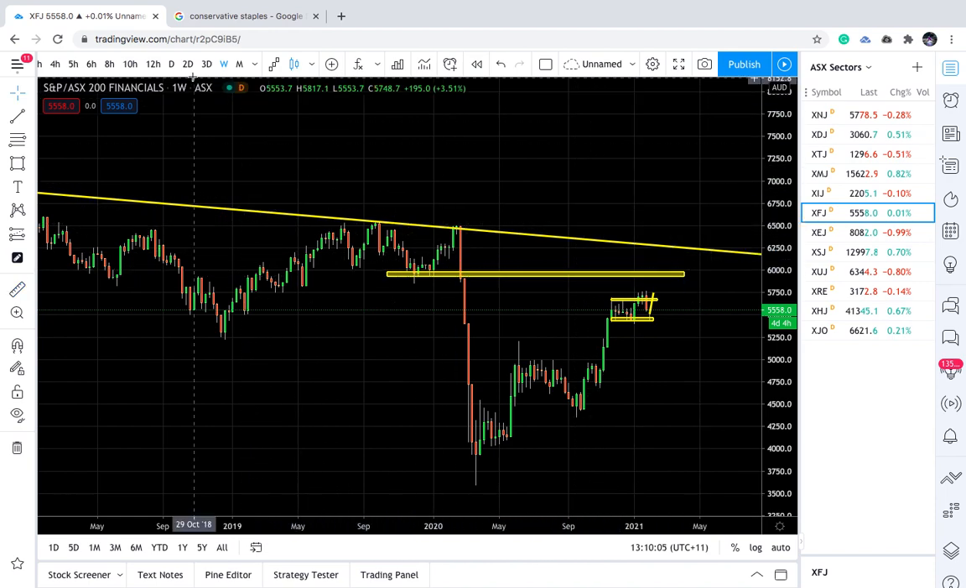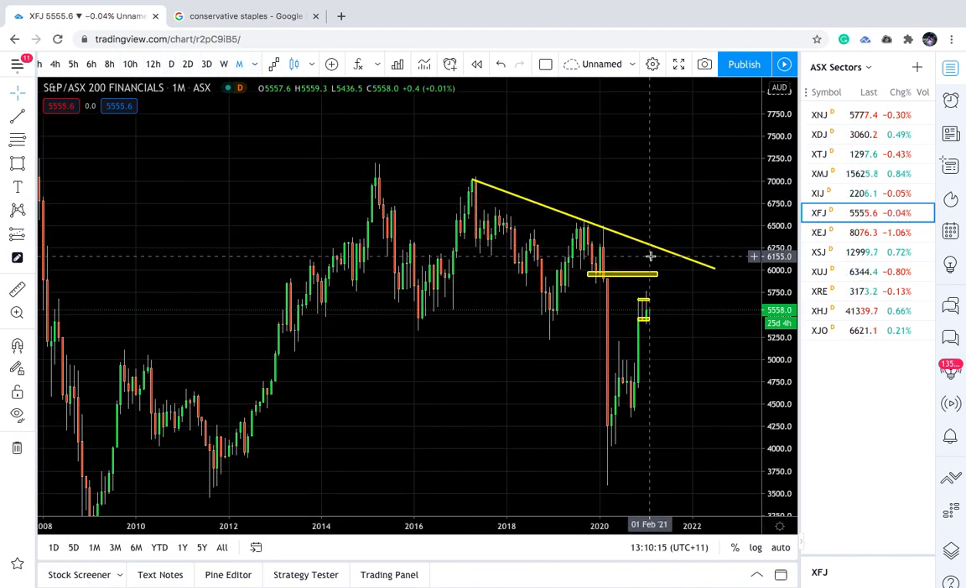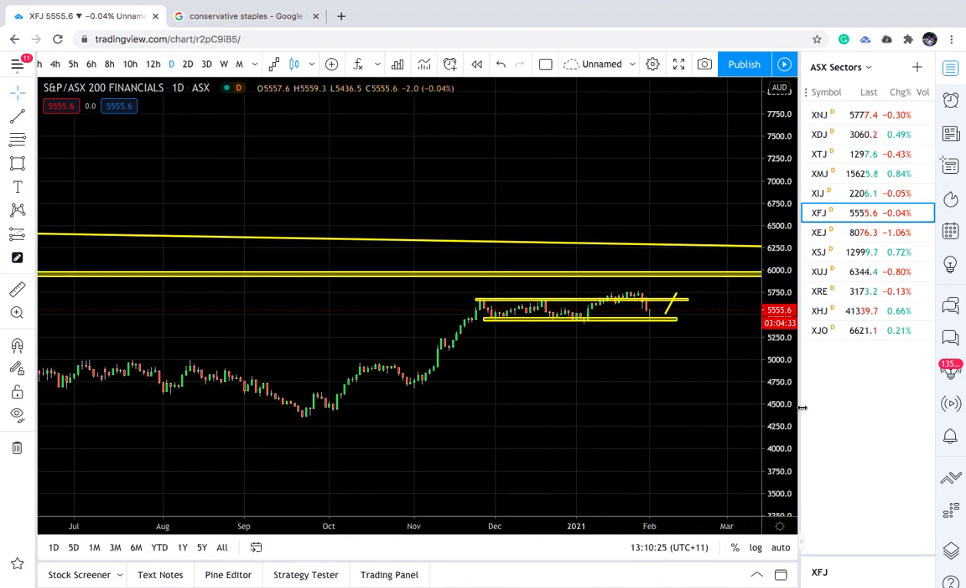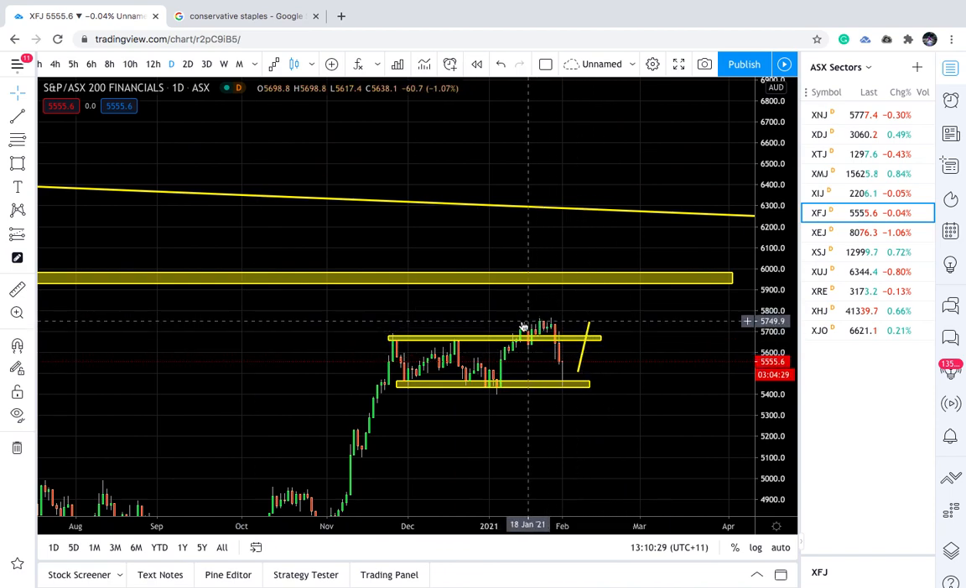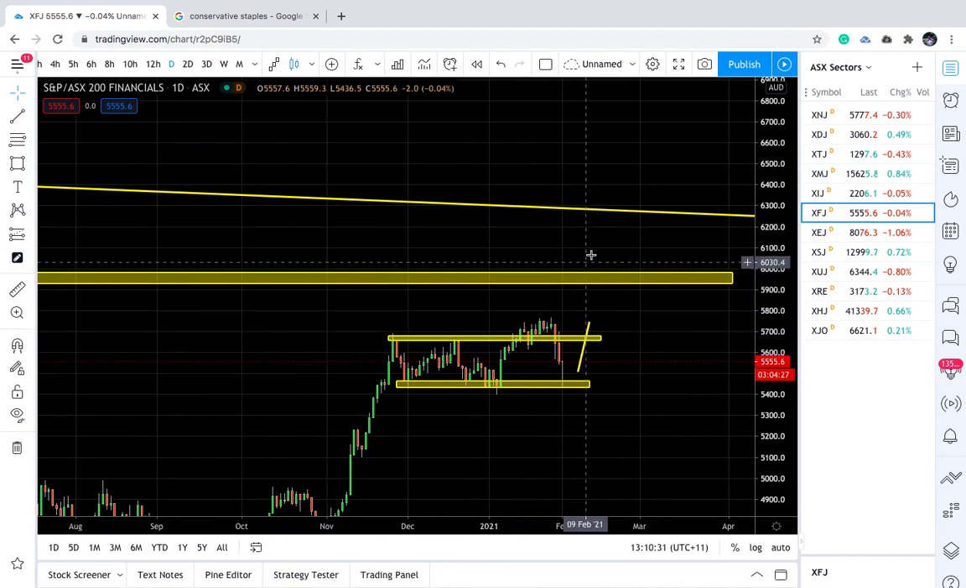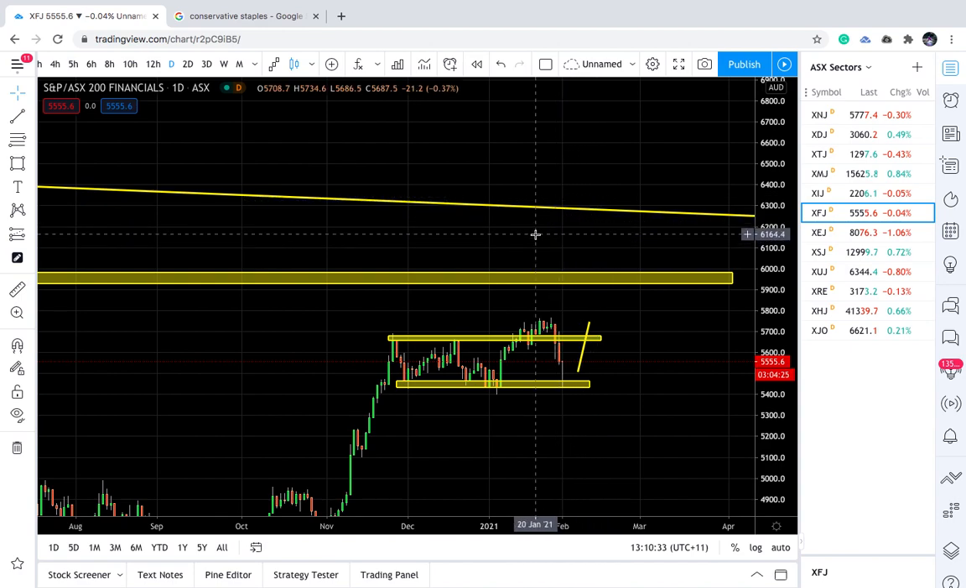And then it may go and touch this falling upper boundary. This one here, it may touch this falling trend line. Okay, now we go to the daily again. So yes, we definitely need a breakout again, and then we can conclude that bullishness will resume.